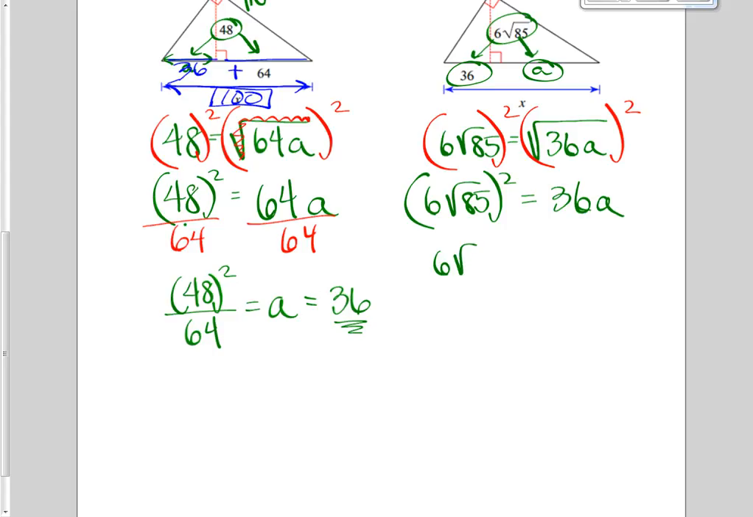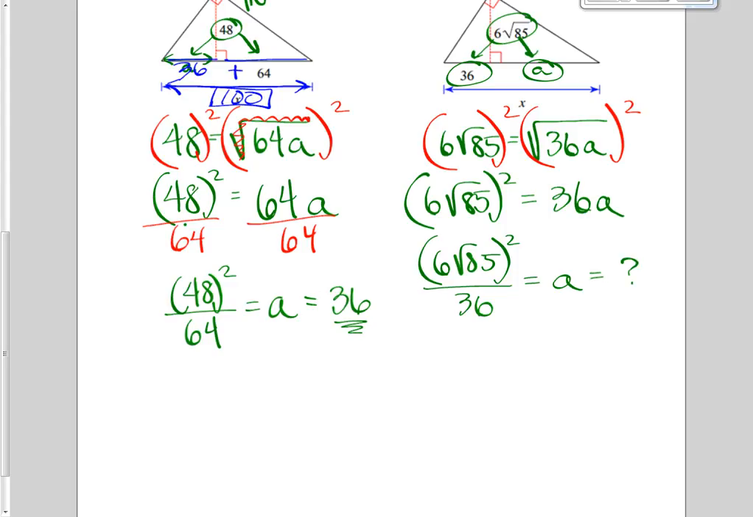So remember to use the parentheses. You're going to put that in your calculator exactly like that, and then divide by 36 to get a. And then whatever you get for a, you're going to get this answer.